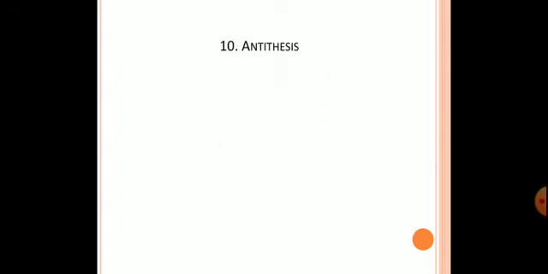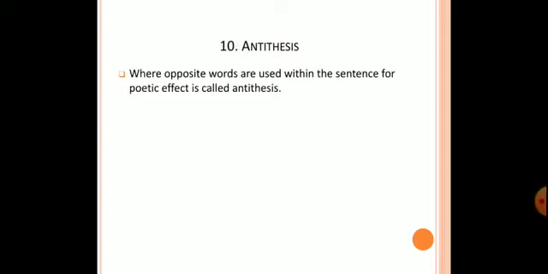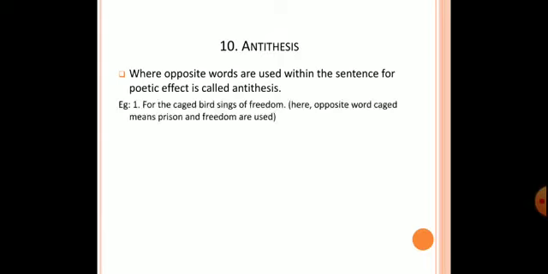10th one, this is antithesis, meaning where opposite words are used within the sentence for poetic effect. Opposite words, one of the easiest figures of speech we can say. First example, for the caged bird sings of freedom. Over here the word caged means prison, and the opposite of prison is freedom. See, two opposite words are used together.